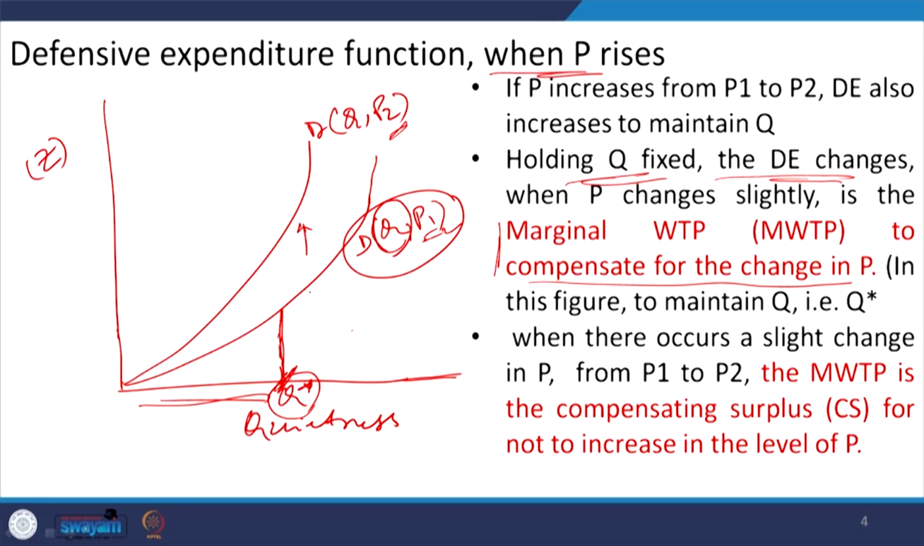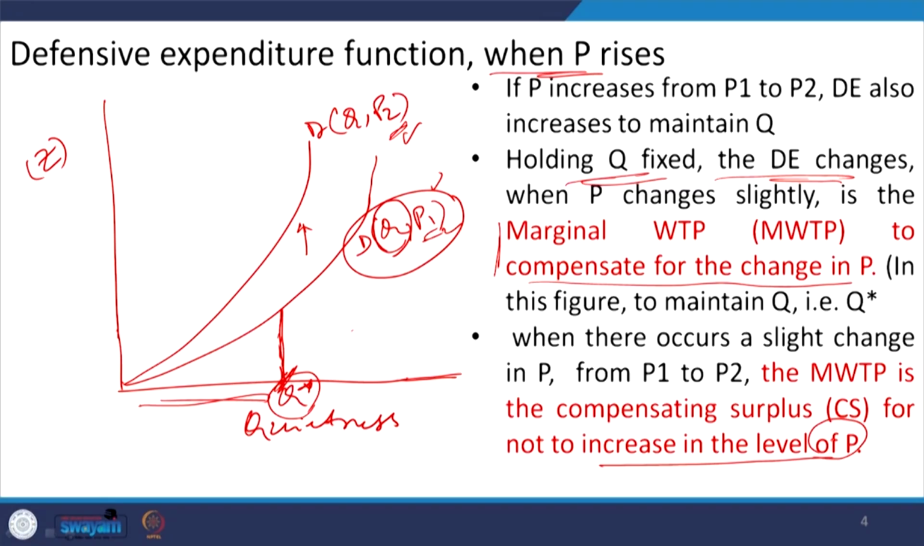And when this pollution is increasing, then the marginal willingness to pay would be equivalent to your compensating surplus for not increasing the level of pollution itself. So, that means now the households would be compensated, or they would be trying to make some extra expenditure, right, so that the pollution itself would not be increasing.